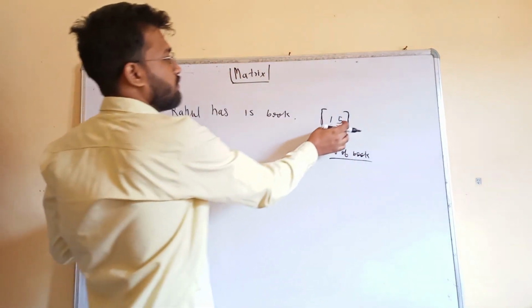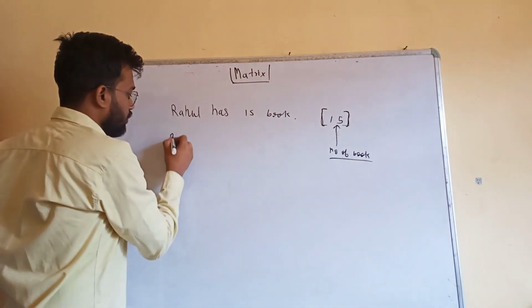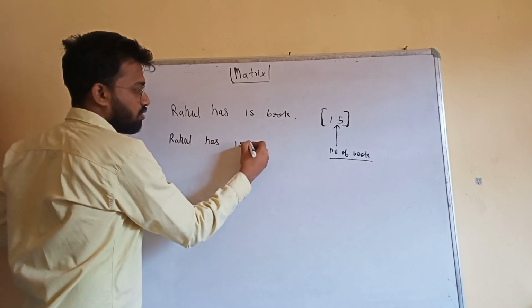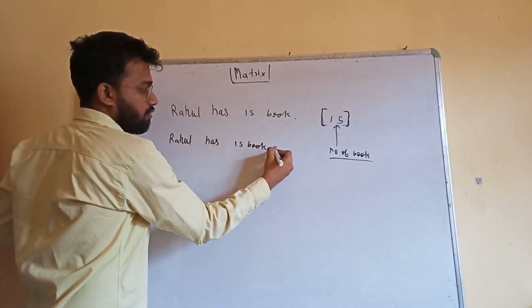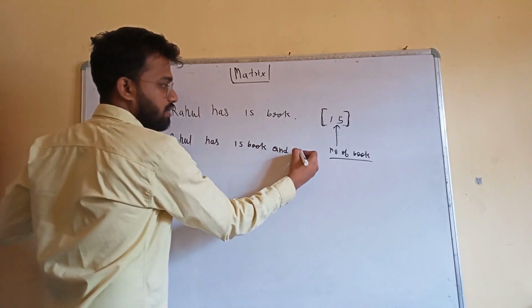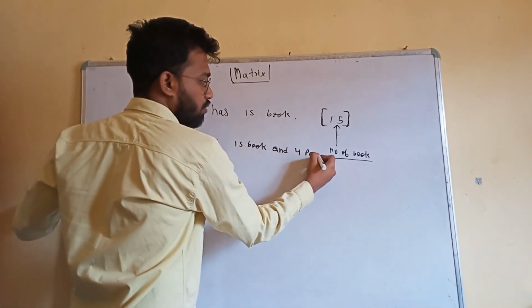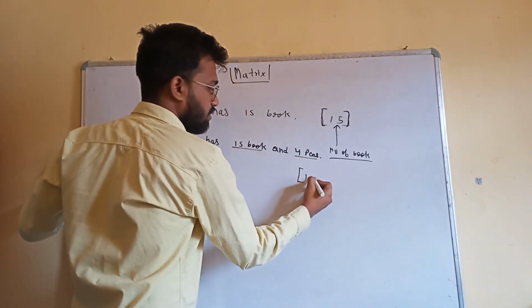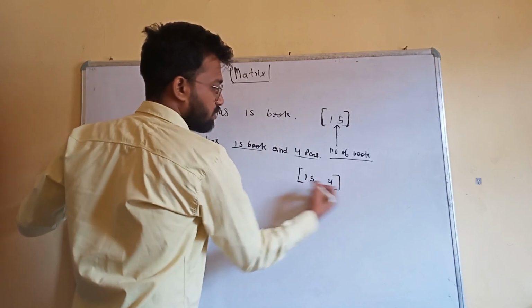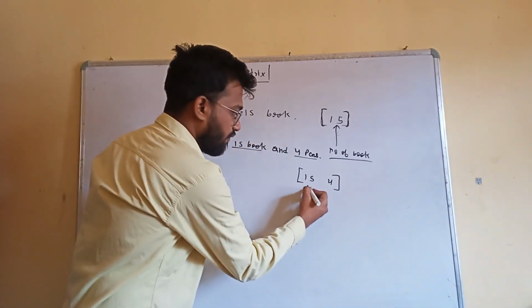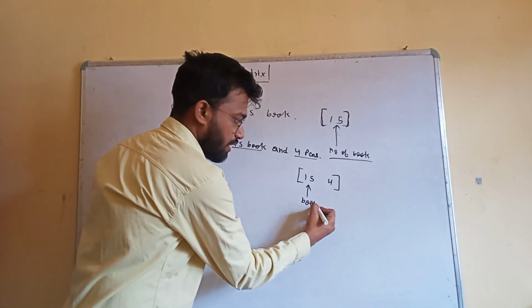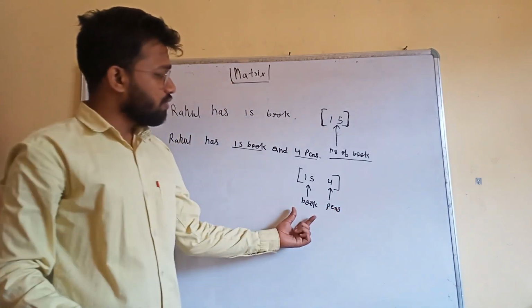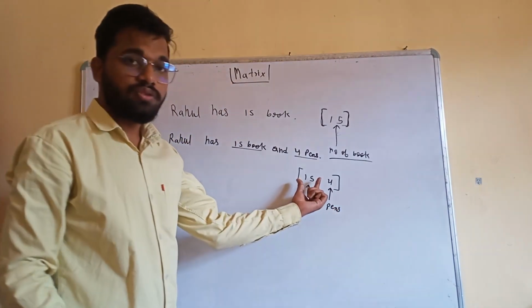So let's talk about if there are two numerical values. Suppose Rahul has 15 books and 4 pens. How are we going to represent 15 books and 4 pens? We will represent it like this: 15, 4 and close. So this is the matrix here. This first 15 is representing the number of books and this 4 is representing the number of pens.